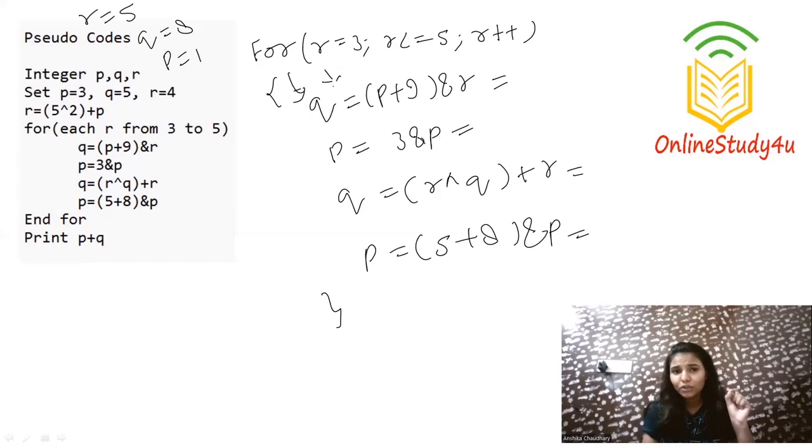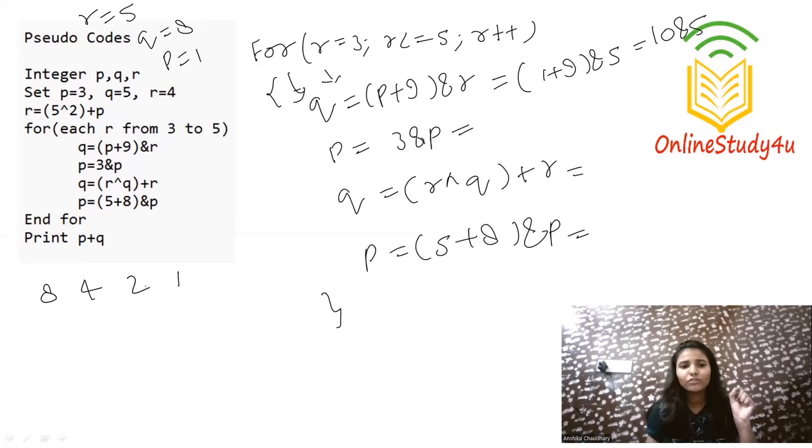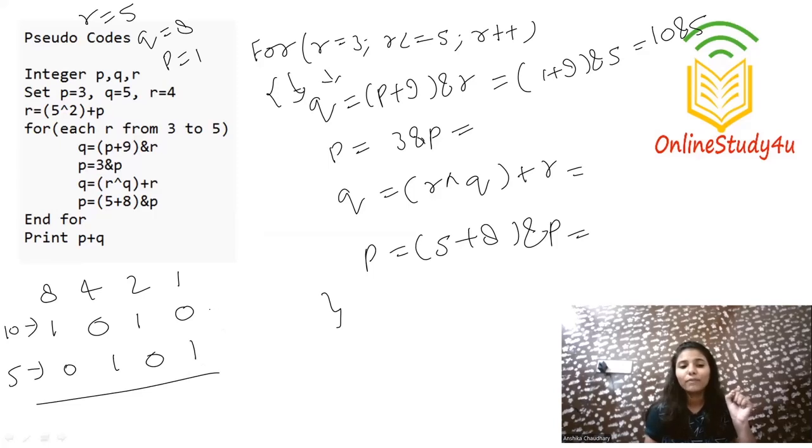We will again come into the for loop and from here we have to update the value of Q first of all. So Q is P plus 9. What was the last updated value of P? P was 1. 1 plus 9 and R. This time R is 5. So it will be 10 and 5. So let's perform the AND operation between 10 and 5. What is the binary code of 10? 10 is this, right? And 5 is 101 and here 0. So let's perform the AND operation: 0, 1, 0, 1, 0, 0, 0, 1, 0, 1, 0, 0. So it will be 0 only.